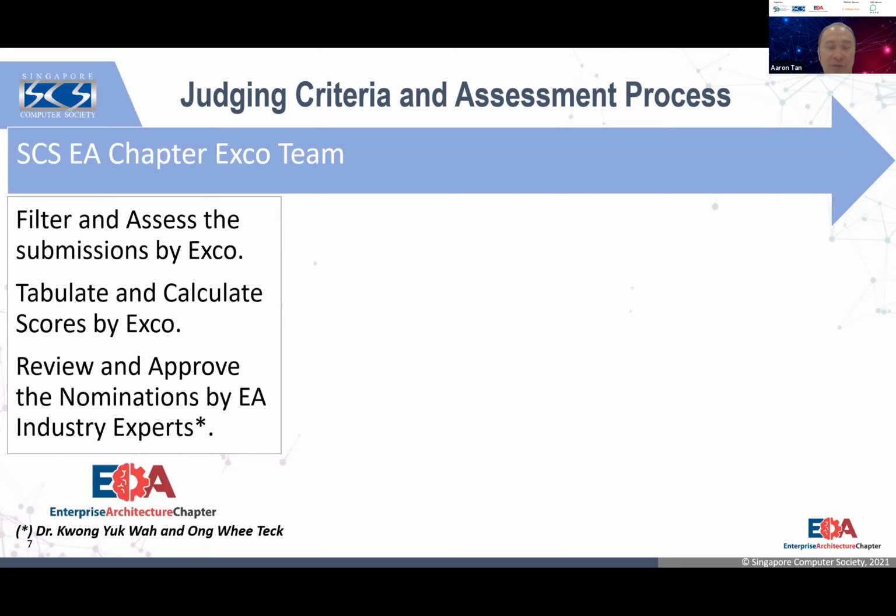The judging, so the first stage is that the ESCO, just now you have seen our members, will be assigned to assess in terms of tabulating and scoring, right? So we have an Excel sheet to do the scoring. Then after that, we will pass our rating to industry experts, Dr. Kwong Yikwa and Ong Witek. I think you can hear Mr. Ong Witek will be presenting shortly after this.